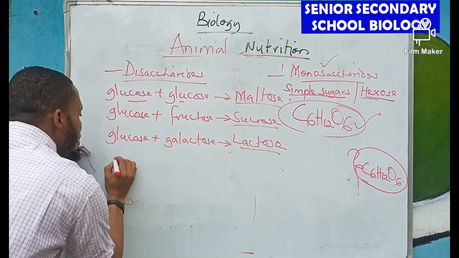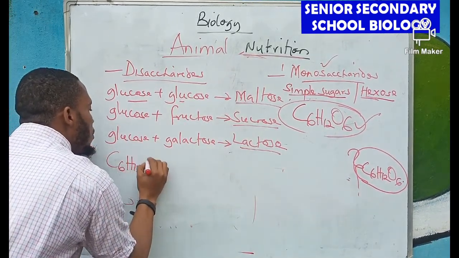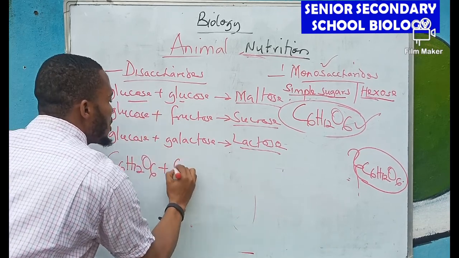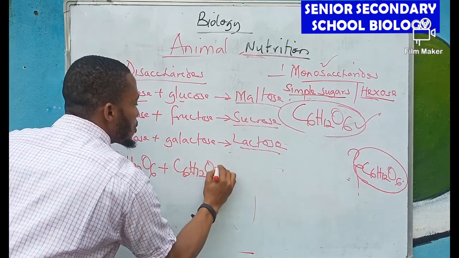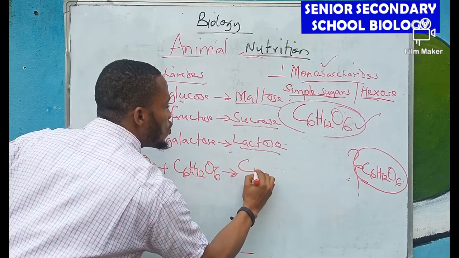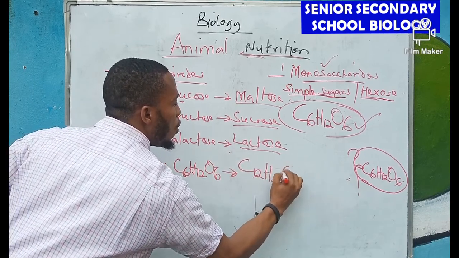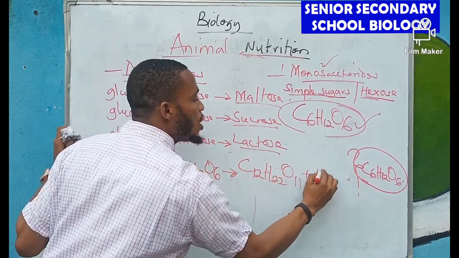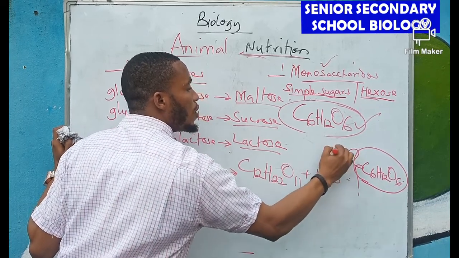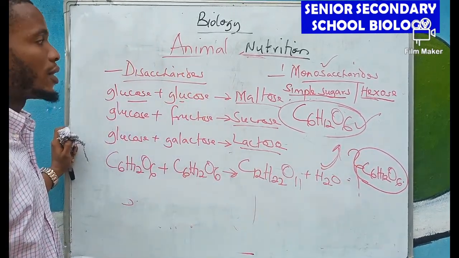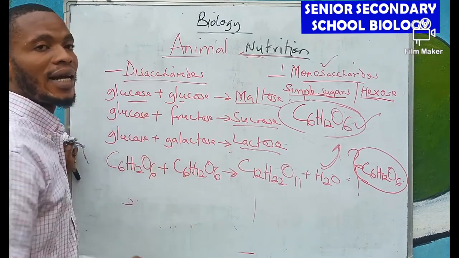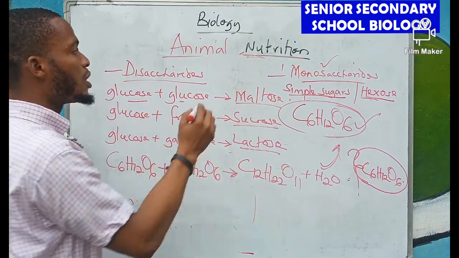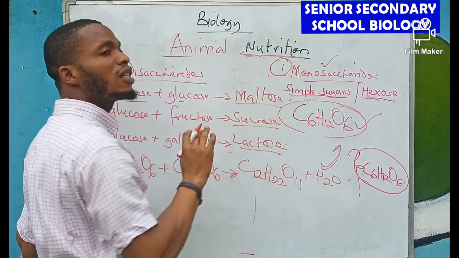And I told you we have C6H12O6 for all these ones here, plus C6H12O6. All these ones have to give you C12H22O11. I told you, when you heat two of them, one molecule of water is given off as evaporation. Exactly. So these are the what? The disaccharides. Exactly. Remember, the one is monosaccharide, the simple sugar, the simplest form of carbohydrate.